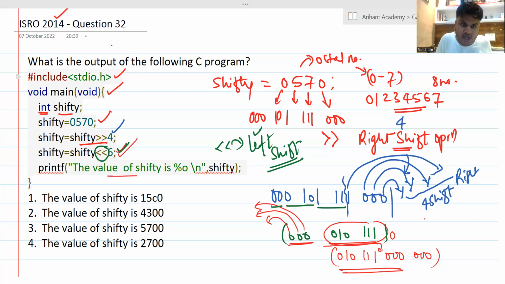After that, we want to represent the value in octal form. So the octal equivalent of this number is 2700. Option 4. The octal representation is like this.